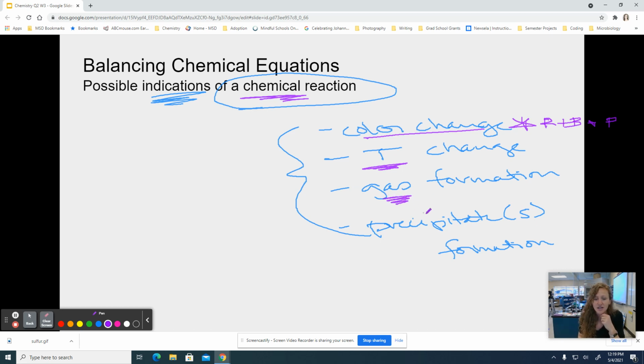Gas formation. If you form a new gas that wasn't there before, similar with color and temperature, that is an indication that a chemical reaction may have occurred. And then same thing with a precipitate or a solid. If you form a precipitate through a reaction, a new solid that wasn't there before, that is an indication that a chemical reaction could have occurred. So these are possible indications of a chemical reaction, not a guarantee, but they kind of give you some foundation to start to watch and observe in order to determine if a chemical reaction has happened or not.